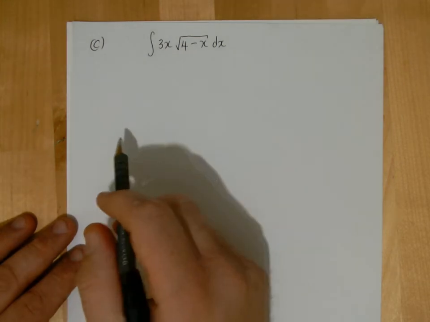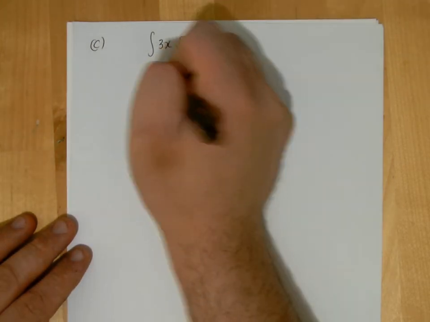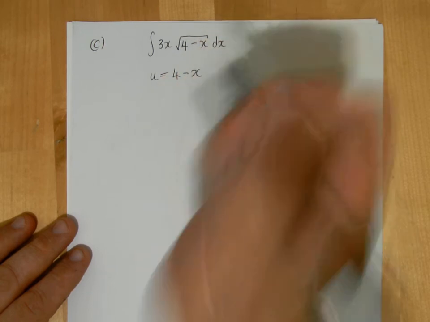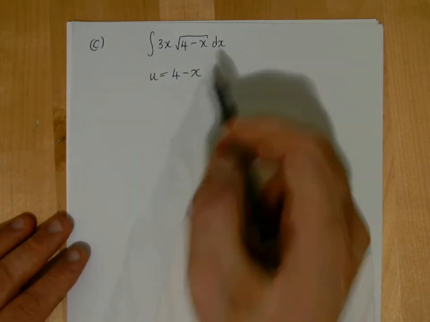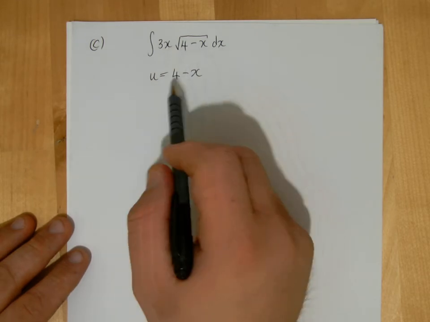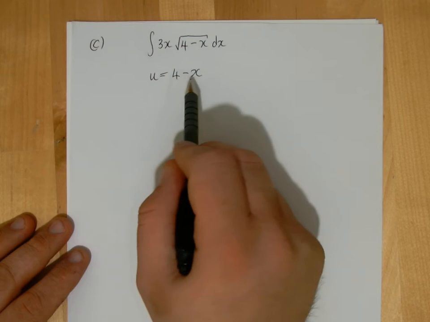Okay, so in this case I'm going to use my substitution to be what's inside that root. That would make sense, wouldn't it? So u is equal to 4 minus x. But I also need to replace the x here and the dx. So in order to do that, I need to establish what x is.